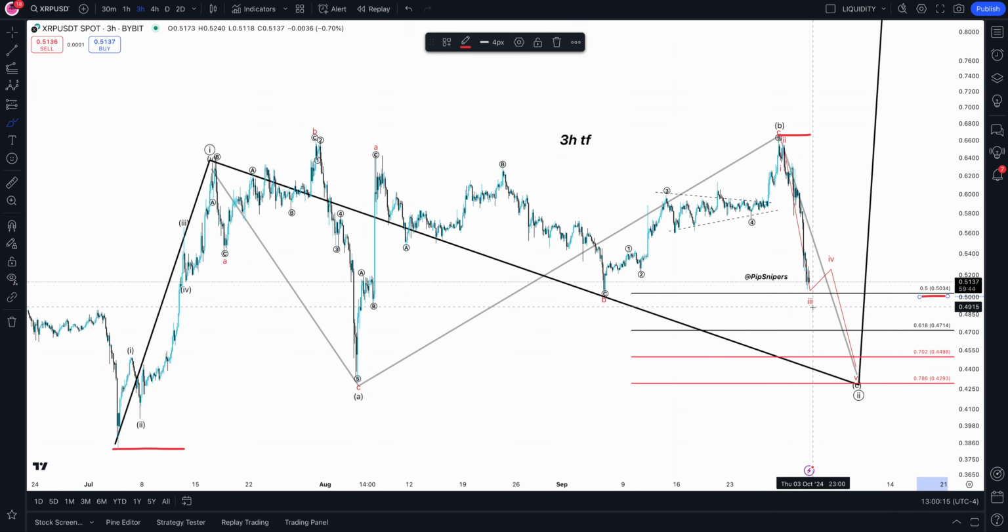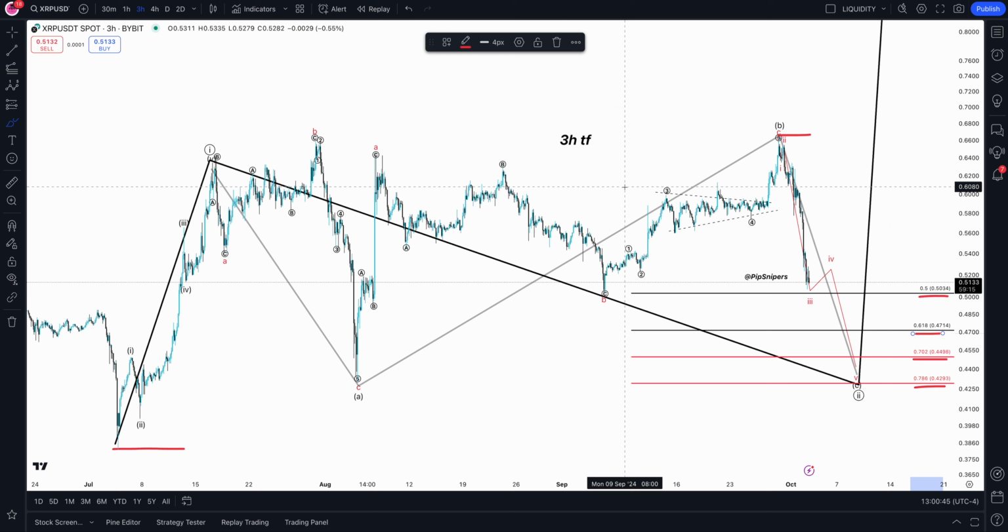So there is a possibility we see a little bit of a bounce here, but I think that bounce will be short-lived. We'll come up for a wave 4 and then come down for a wave 5 towards our major point of interest, which would be the 702 and the 786 at 0.45 to 0.43. Okay, and the first point of interest below the 50% would be the 618 at 0.47.